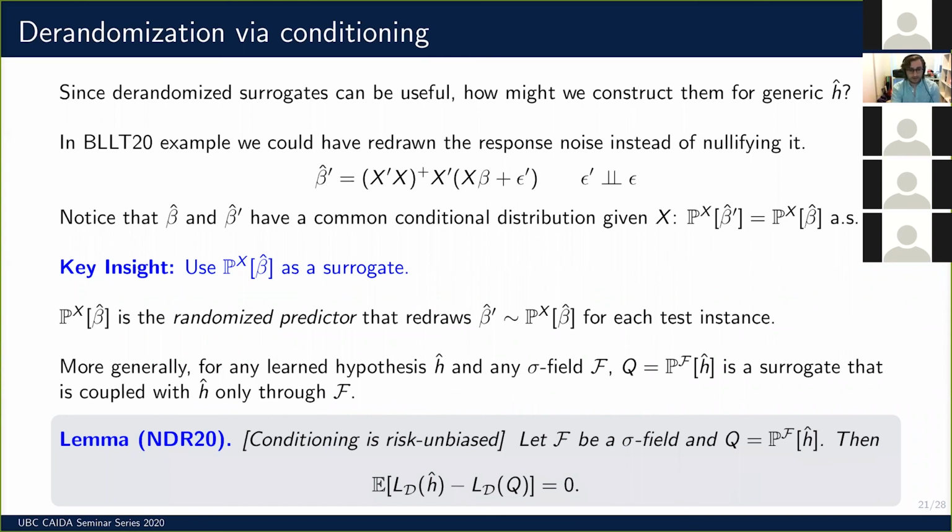The key that makes this an especially useful surrogate to introduce is that, because of the tower rule of conditional expectations, for any sigma field or any collection of random variables that we want to condition on, the approximation due to the true risks gives zero error. So the true risk of the learned hypothesis in expectation will always be equal to the true risk of this surrogate that we've constructed by conditioning, no matter what we're conditioning on.